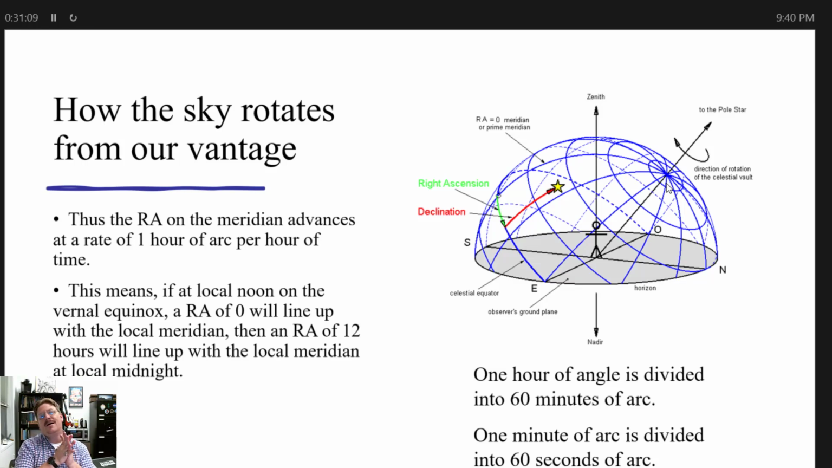If you want to convert right ascension into decimal degrees, what you would do is take the number of arc seconds, divide that by 60, add that to the number of minutes, take that number, divide that by 60, add that to the number of hours, and then multiply that by 15, and that converts from RA in hours, minutes, seconds to RA in decimal degrees. We'll talk more about that later on.